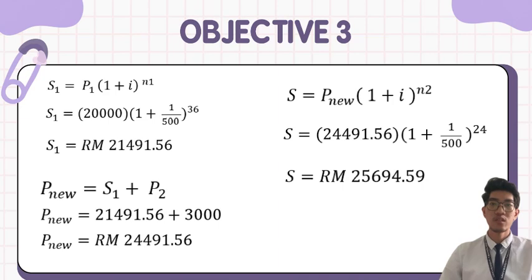Next, use the formula P new equal S1 plus P2. So we got 21,491 ringgit 56 cents plus 3,000, so P new is equal to RM24,491 and 56 cents. Next, use the formula S equal P new in bracket 1 plus I to the power of N2 to find S. So we got S equal 24,481 ringgit 56 cents multiplied with 1 plus 1 over 500 to the power of 34. So S is equal to RM25,694 and 59 cents.